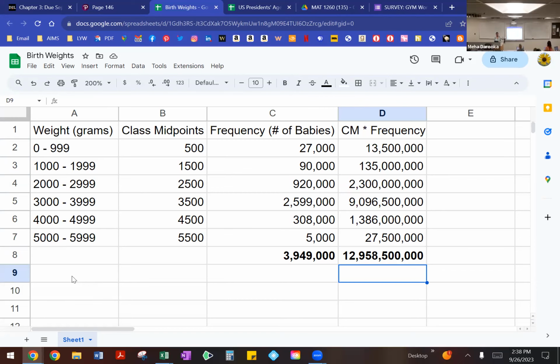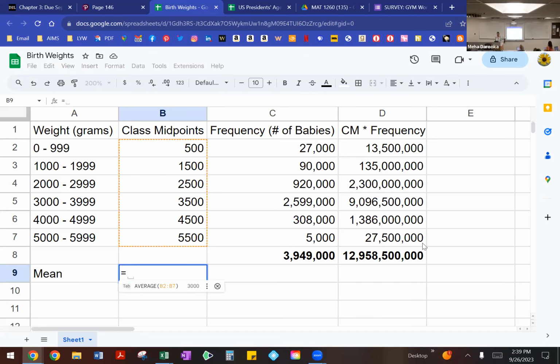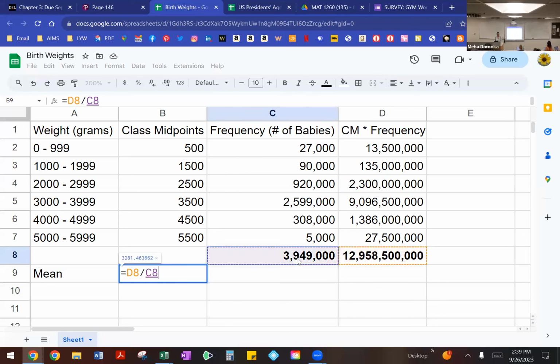So what is your mean going to be for these babies' weights at time of birth? Did you have a question, Nikki? 658,000, 100,167. That's it, right? Let's check. So we will be taking the total of the class midpoints multiplied by the frequency. You'll take that total and divide it by the total of your frequency.